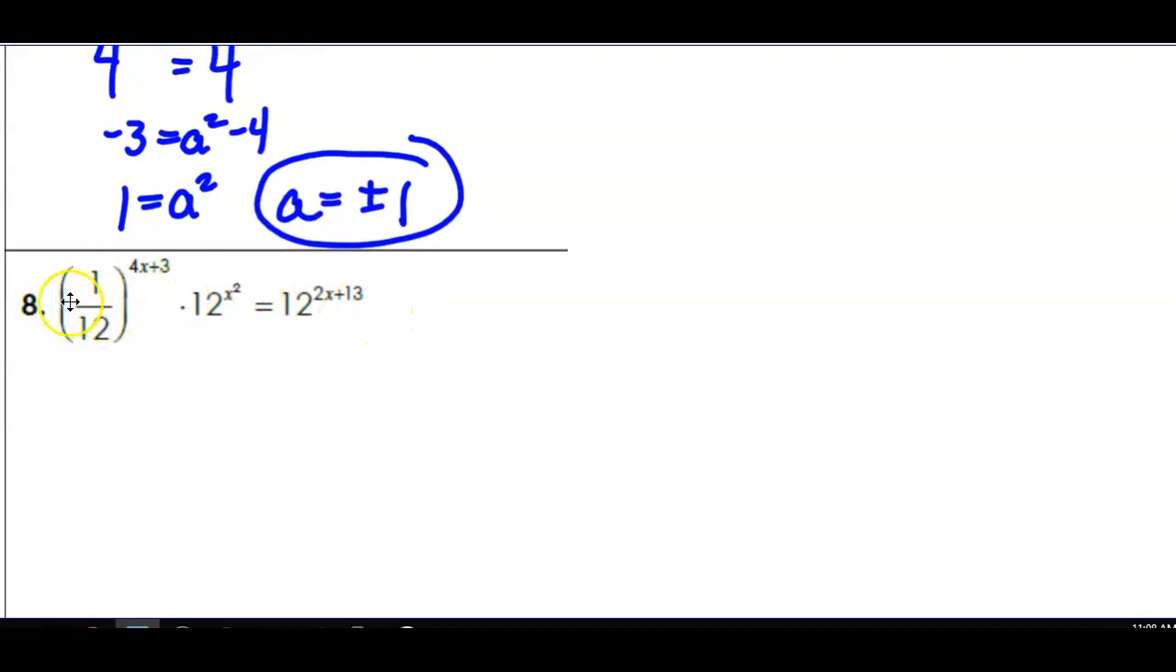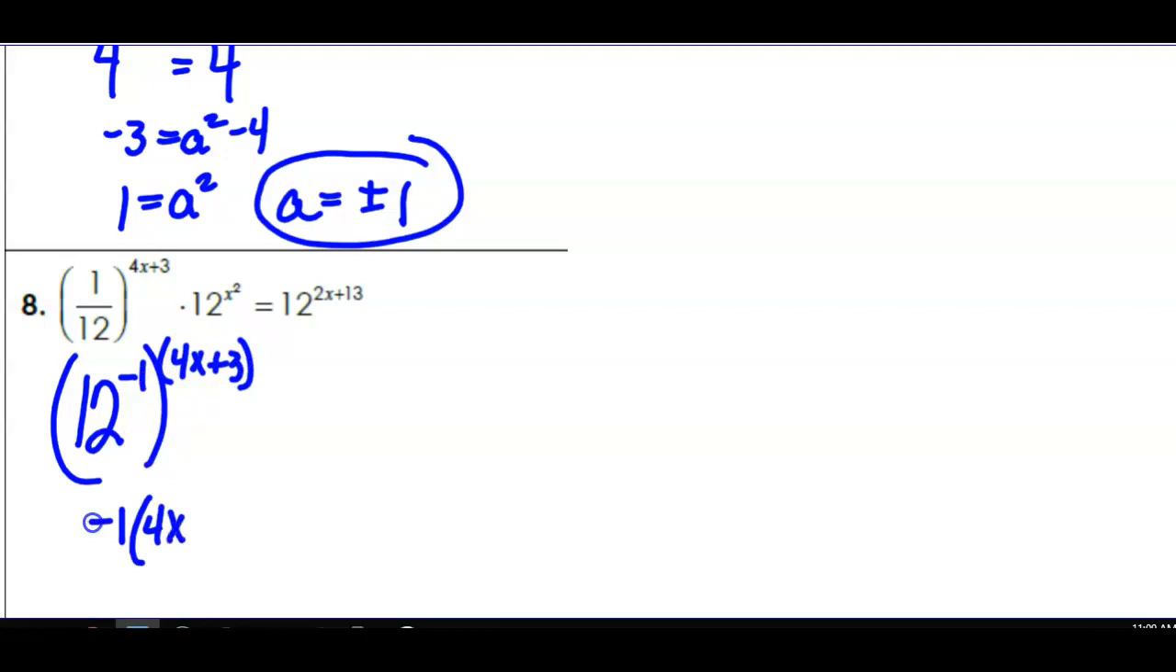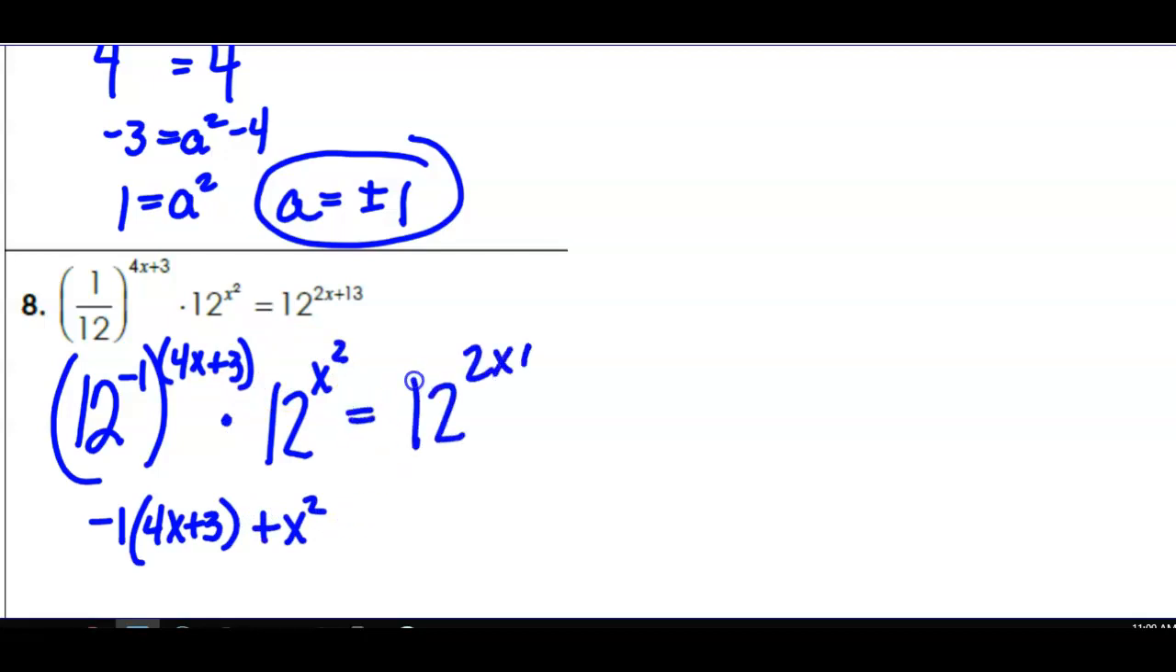This can all be written as base 12, so this would be 12 to the negative 1. Now, when we have an exponent, we are multiplying, so be really careful because students will write down negative 1 times 4x plus 3 and forget to distribute. But this is going to be a negative 1 times this when we do that. And then it said times 12 to the x squared. And what do we do with the exponents? When we multiply, we add. And then over here, it just stays 2x plus 13.